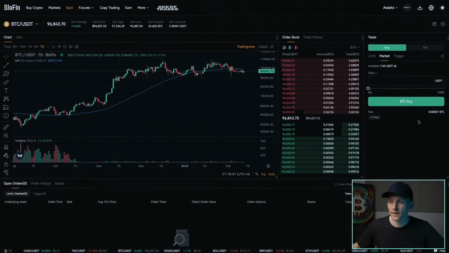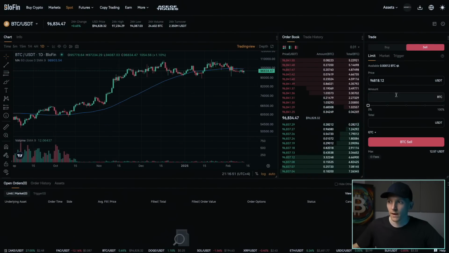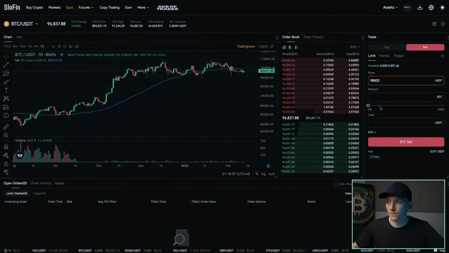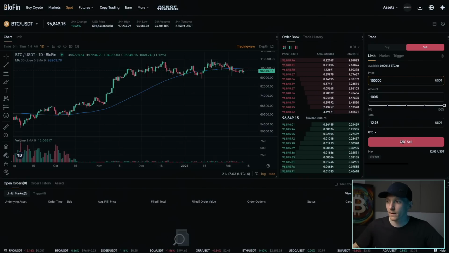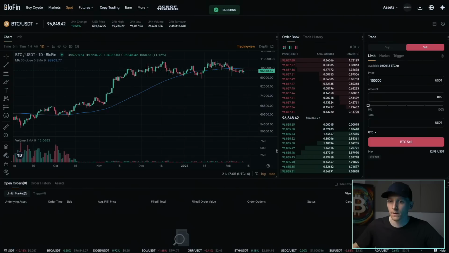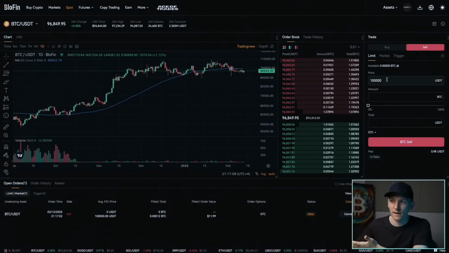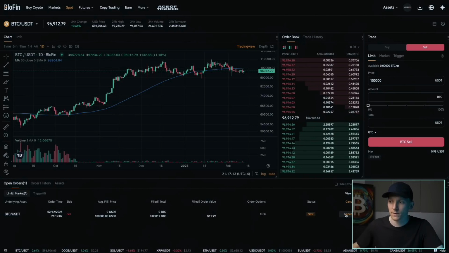So if I want to go ahead and sell, let's go to sell here. Now I can choose a limit order, and let's say that my limit price is 98,800, something like that, and that's above the price. So I'm going to put all of my Bitcoin to sell here. Let's do 100,000. BTC sell, confirm. You can see I've got an open order again because my limit price is too high. I'm trying to sell at 100,000. The market's at 97,000, so I can't sell. So I'm going to cancel that.